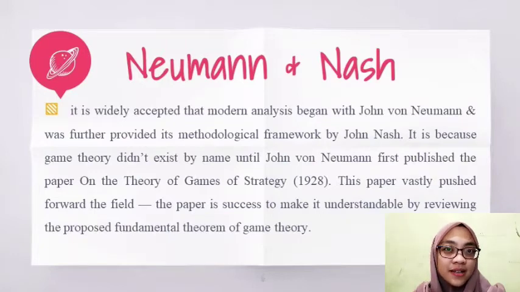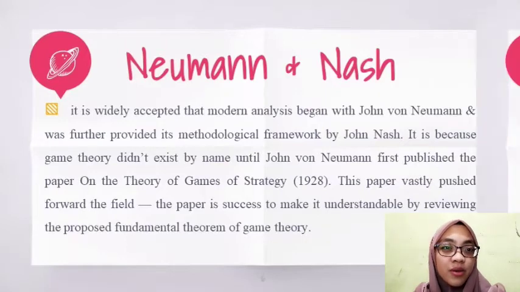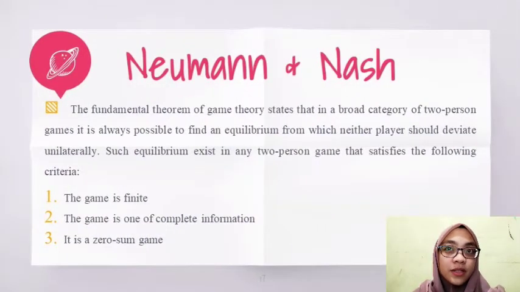The paper succeeded in making it understandable by proposing the fundamental theorem of game theory. The fundamental theorem of game theory states that in a broad category of two-person games, it's always possible to find an equilibrium from which neither player should deviate unilaterally. Such an equilibrium exists in any two-person game that satisfies the following criteria. The first is the game is finite. The second, the game is one of complete information. The third is it is a zero-sum game.